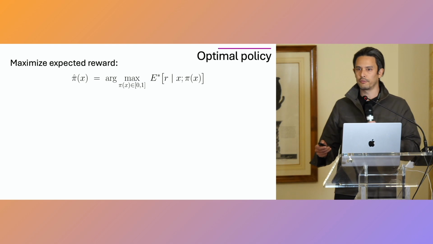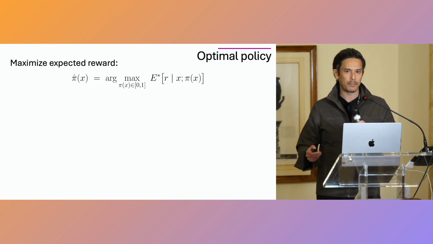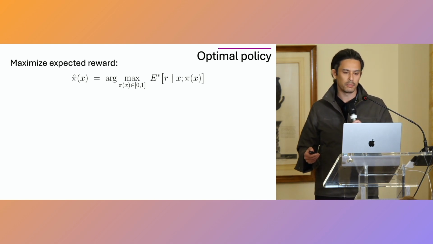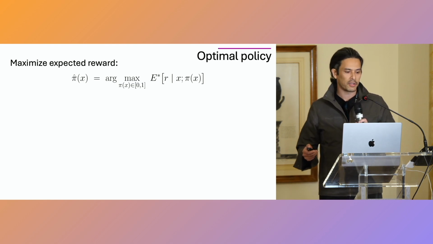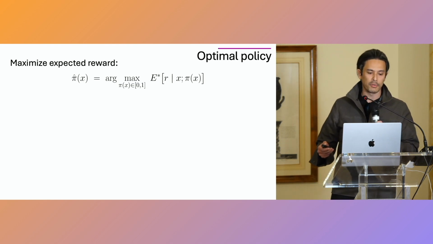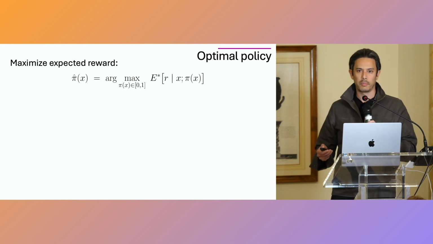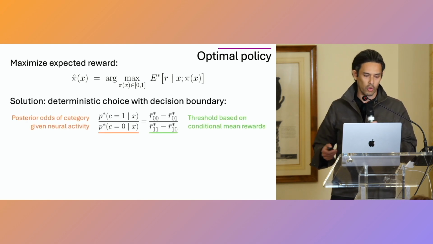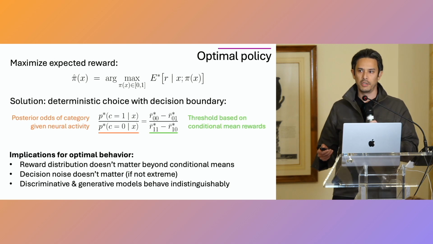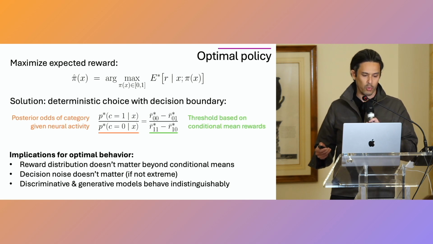All right, so I won't have time to tell you about the results, but perhaps I can say some interesting points about them. In terms of how the agent should act, the optimal policy is to maximize the expected reward with respect to the internal world model. That turns out to be deterministic, so it forms a decision boundary in neural response space. It turns out that the reward distribution does not matter beyond the conditional means. So in fact, it doesn't even matter whether the reward is stochastic or deterministic.